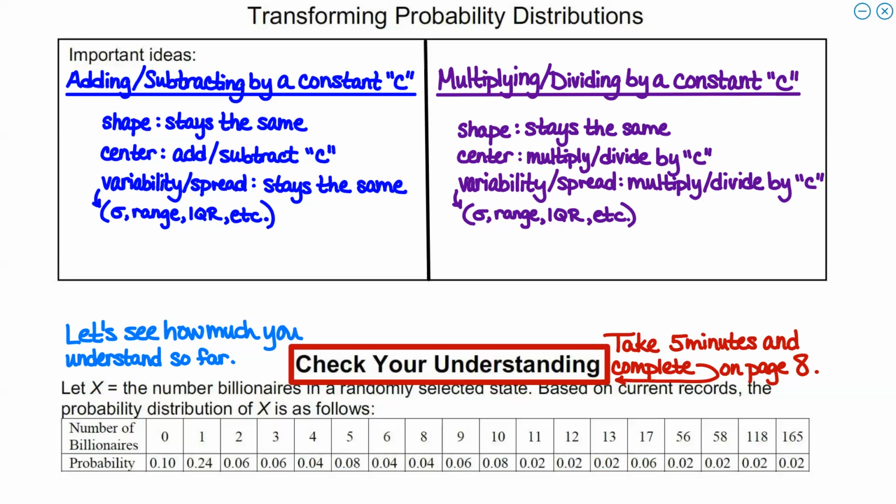And my variability, my spread, is also going to be affected by multiplying or dividing by that constant C.